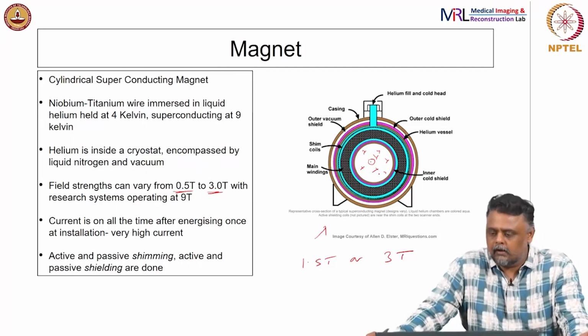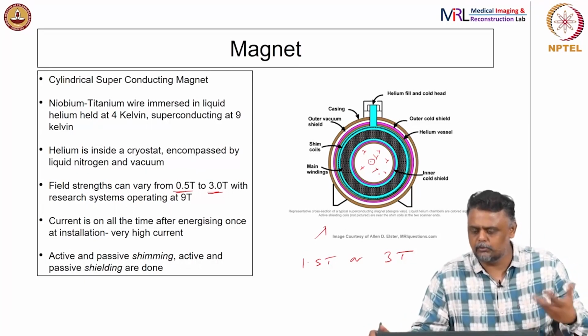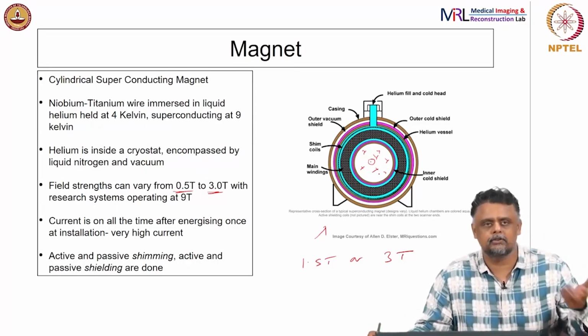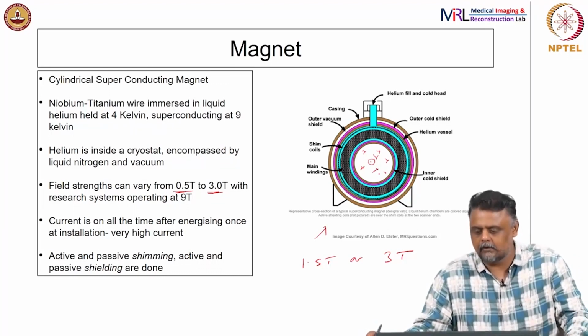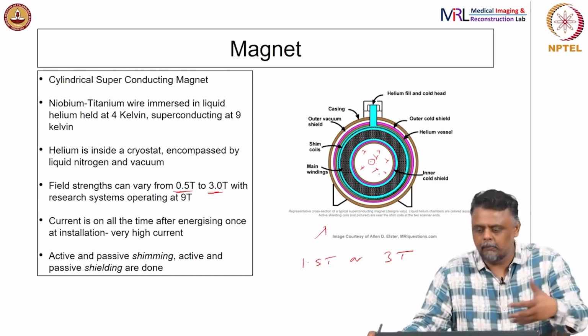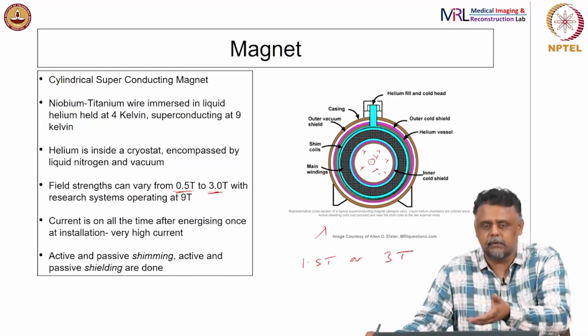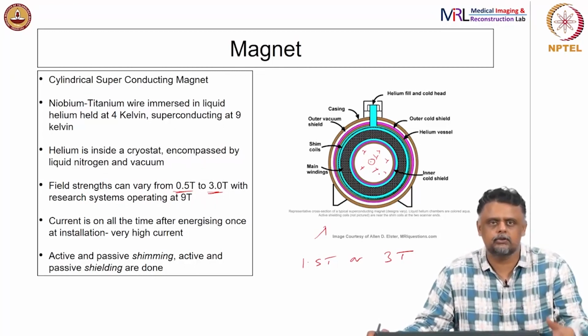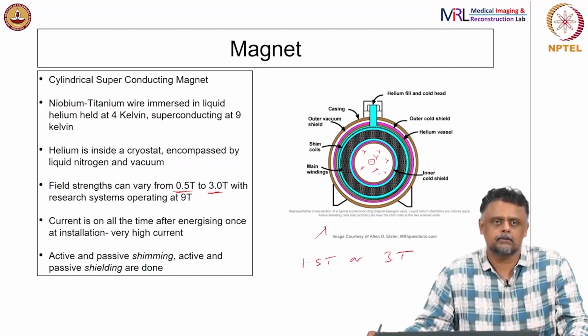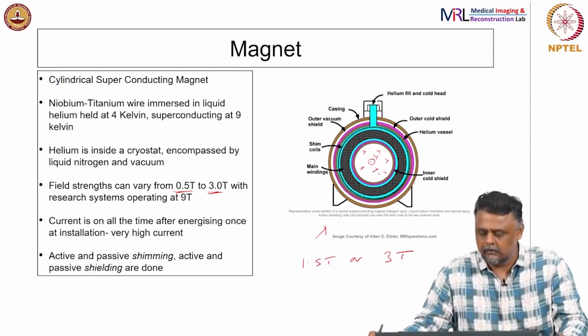Okay. There are now economical systems where people are trying to use permanent magnets, and there are portable systems, etc. Maybe you do not need such large magnets if you are just imaging peripheral organs, which brings down the cost of the system. So, there is a lot of research going on in that area.